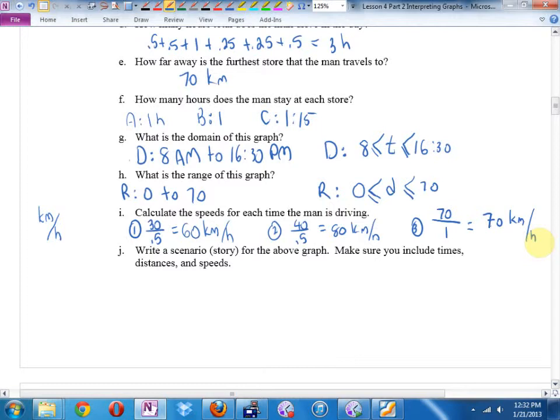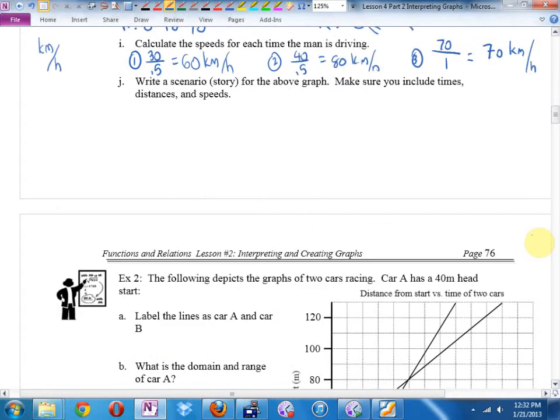Okay. Jay says, write a scenario, a story for the above graph. I think we've kind of talked about what might be going on. I think we've kind of been doing that as we've been discussing the question, yes? So let's turn the page.